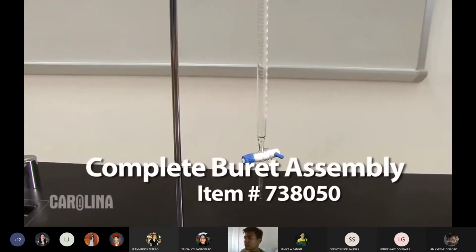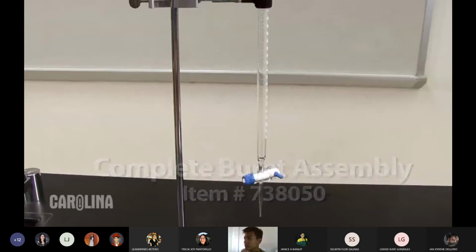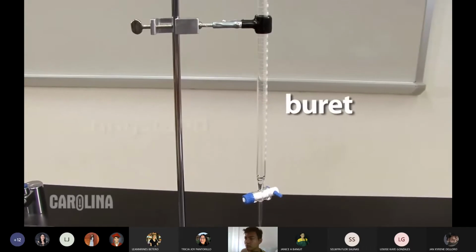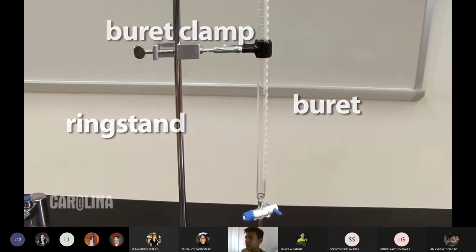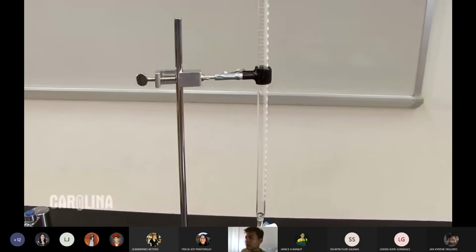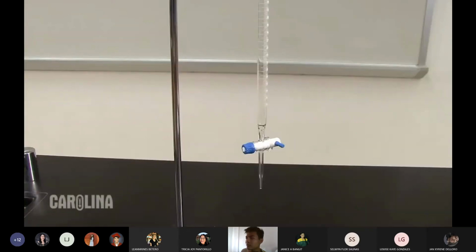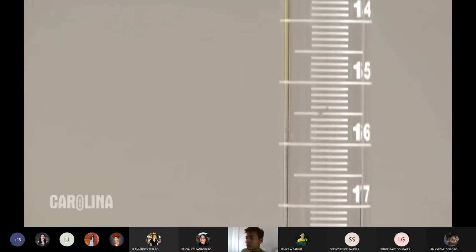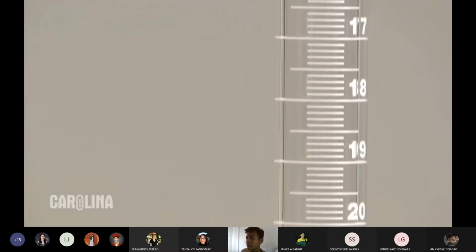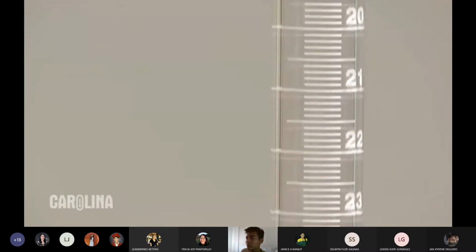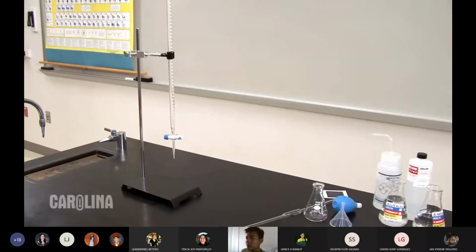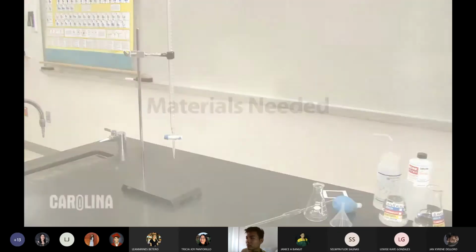Carolina's complete Burette assembly contains the basic equipment to get you started, including a Burette, ring stand, and a Burette clamp. A Burette is a long, narrow, graduated tube used to add titrant. It has a stopcock to regulate the flow of liquid. Notice that the markings on the Burette go from lowest at the top to highest at the bottom. The ring stand and Burette clamp are used to mount and secure your Burette.